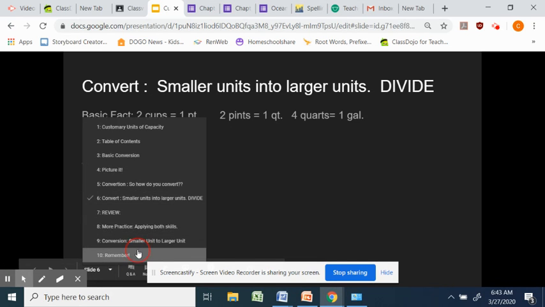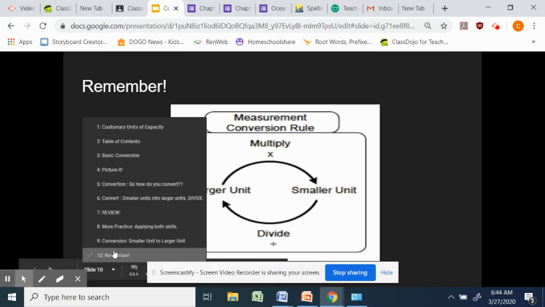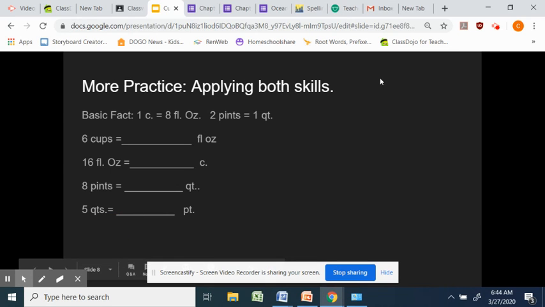So here is what you need to remember. If you want to copy this, you may. From a large unit down to a smaller unit, you multiply. From a smaller unit to a larger unit, you divide. So this is your measurement conversion rule. Just really quickly, we will practice this.